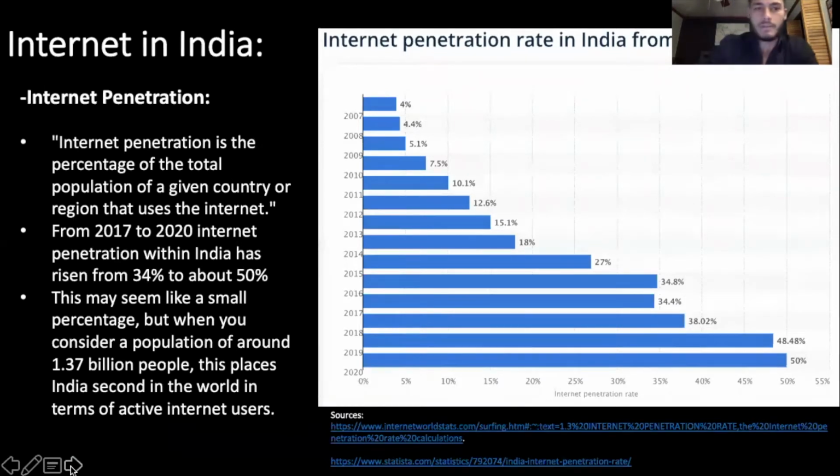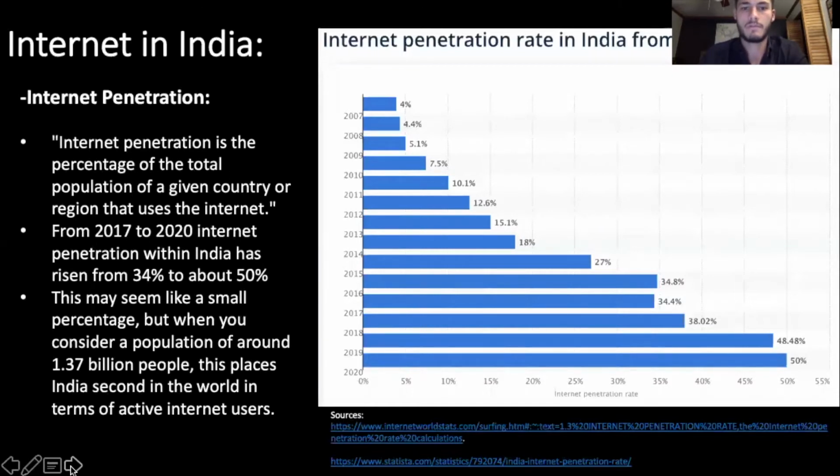Now, internet penetration. Internet penetration is the percentage of the total population of any given country or region that uses the internet. So you can think of internet penetration as how relevant the internet is within one country. And from 2017 to 2020, the internet penetration in India has risen from 34% to 50%.